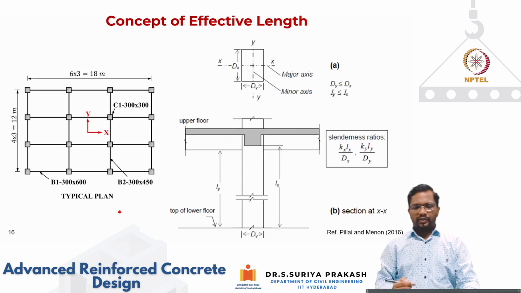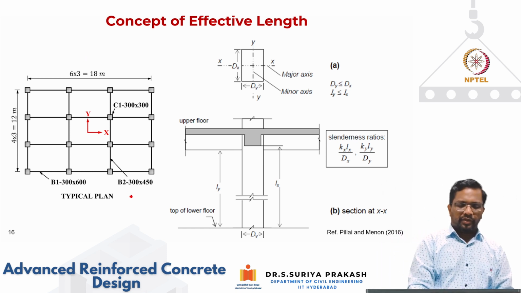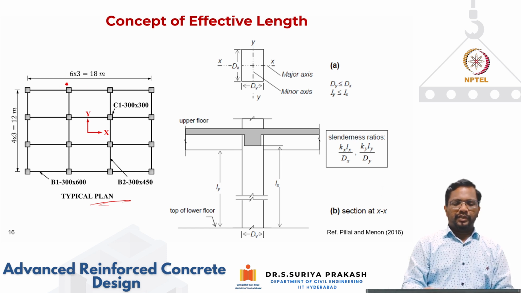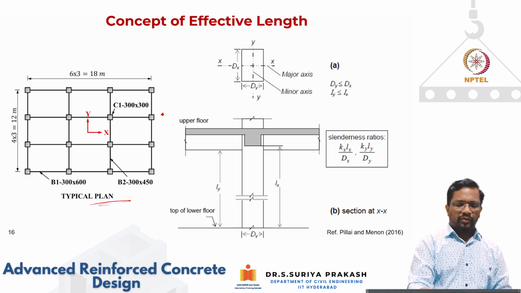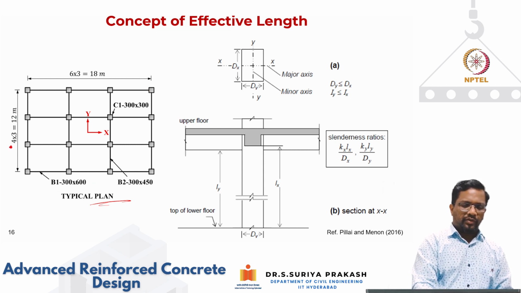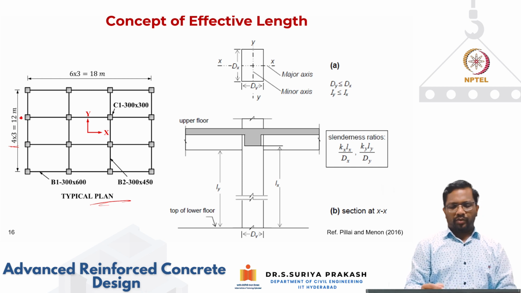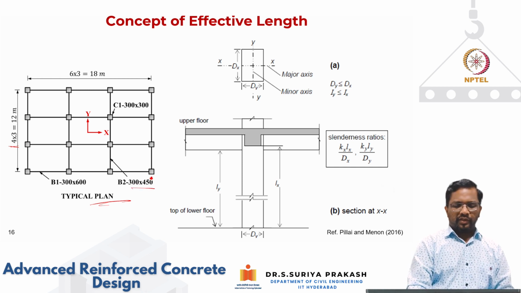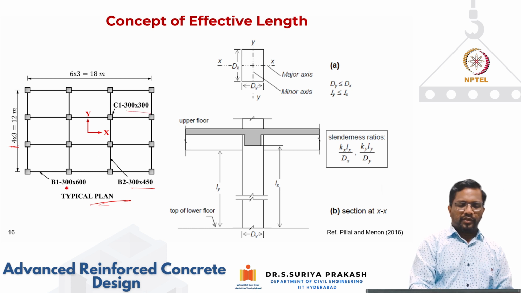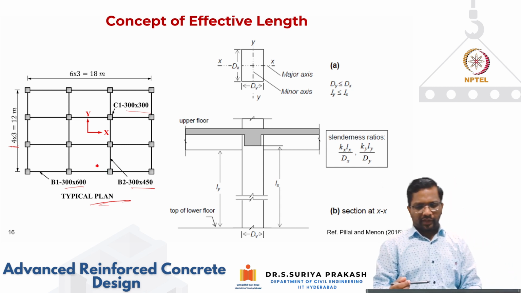Now, let us look at this example that we have shown. I have taken this simple typical plan, which has a grid of three bays of 6 meter length in the x direction, so the total width is 18 meter. In the y direction you have 4 into 3 bays at each spacing of 4 meters, so you get 12 meters. The beams have dimensions of 300 by 450 and the columns 300 by 300. And the beams in the longer direction I am taking as 300 mm by 600 mm.